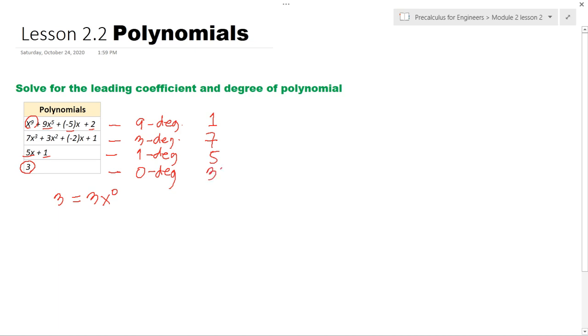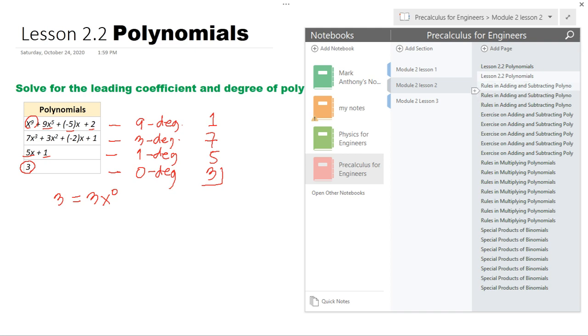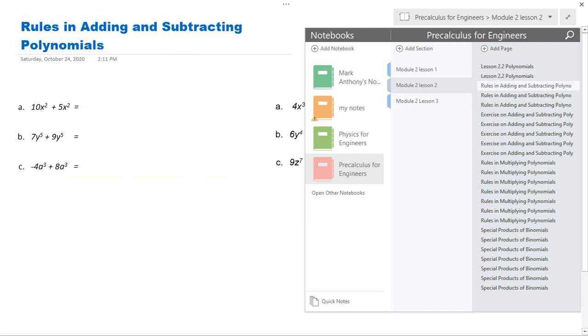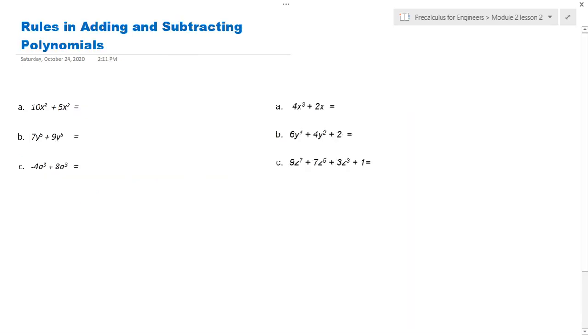So siya na, kasi siya lang naman mag-isa. Therefore, siya na yung leading term. So, na-gets na class? Okay, let's jump to the rules of adding and subtracting polynomials.